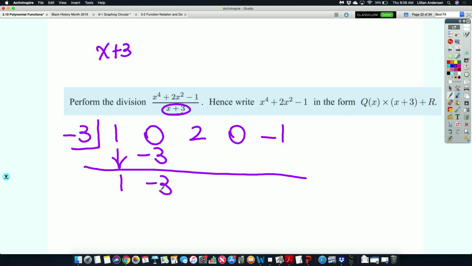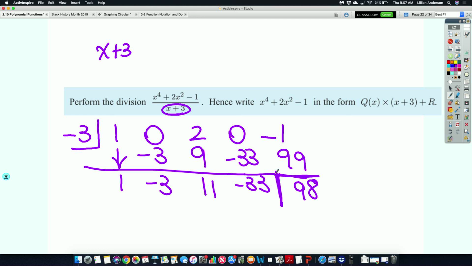Keep going. 9, 11. And 98 is your remainder. 98 over x plus 3.